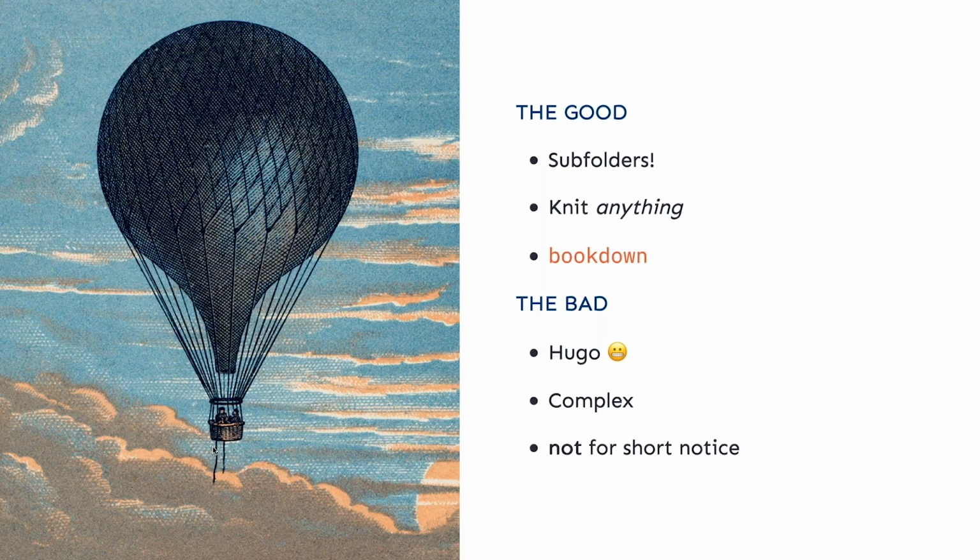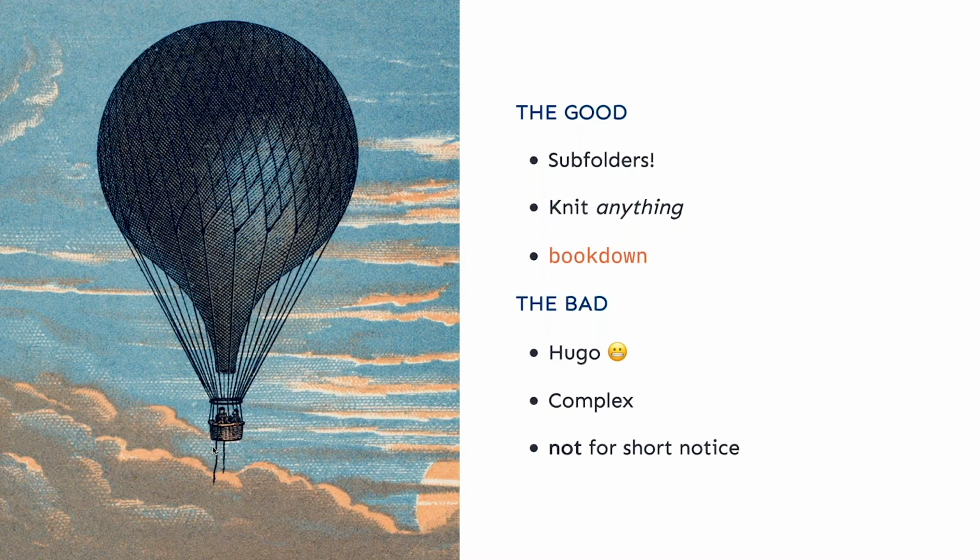So the good parts of Blogdown is that you can finally now have subfolders. You can have a content folder organization that might help you if you have a lot of different things like data, assignments, labs, slides. You can also knit anything, so different output formats are possible. Blogdown also builds on top of Bookdown, so any of the features that are present in the Bookdown HTML format are also possible in Blogdown.